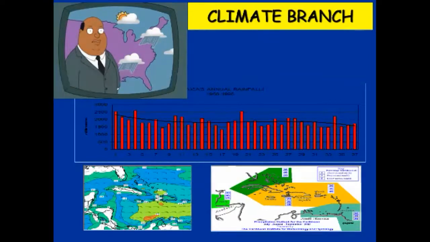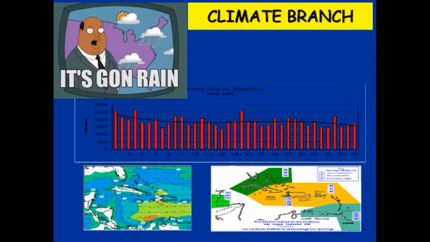The climate branch is another section that looks at reporting. It looks at what is happening in terms of weather and climate, but more so climate, right? It's climate related impact.